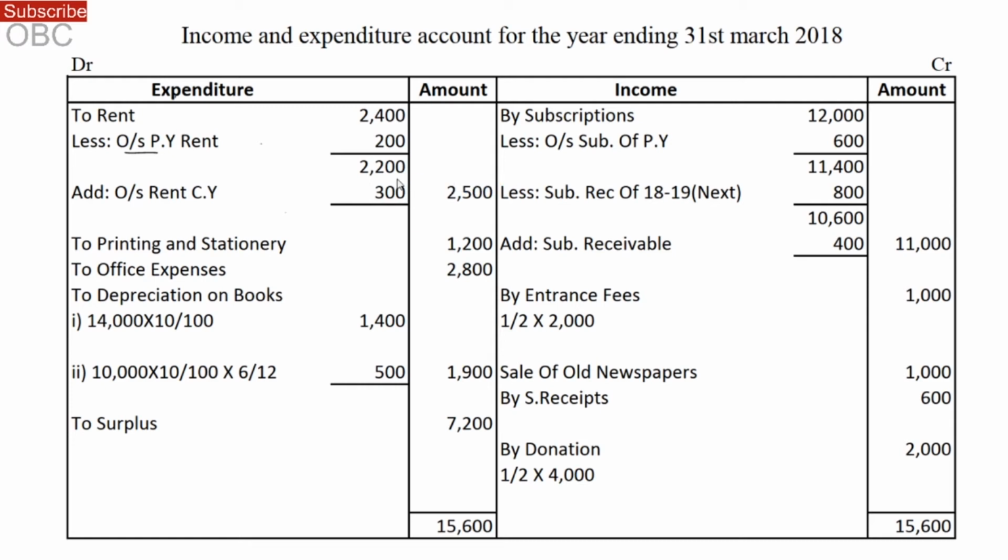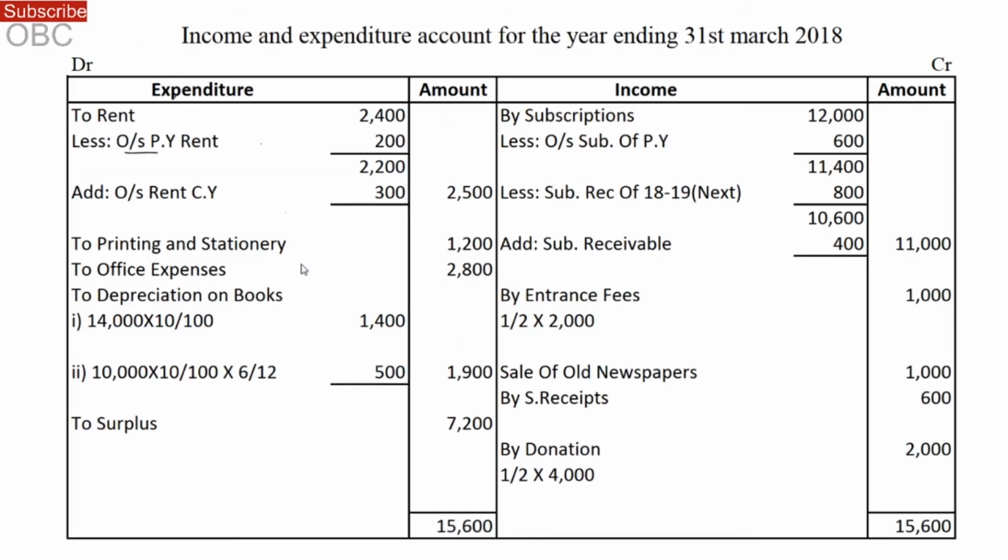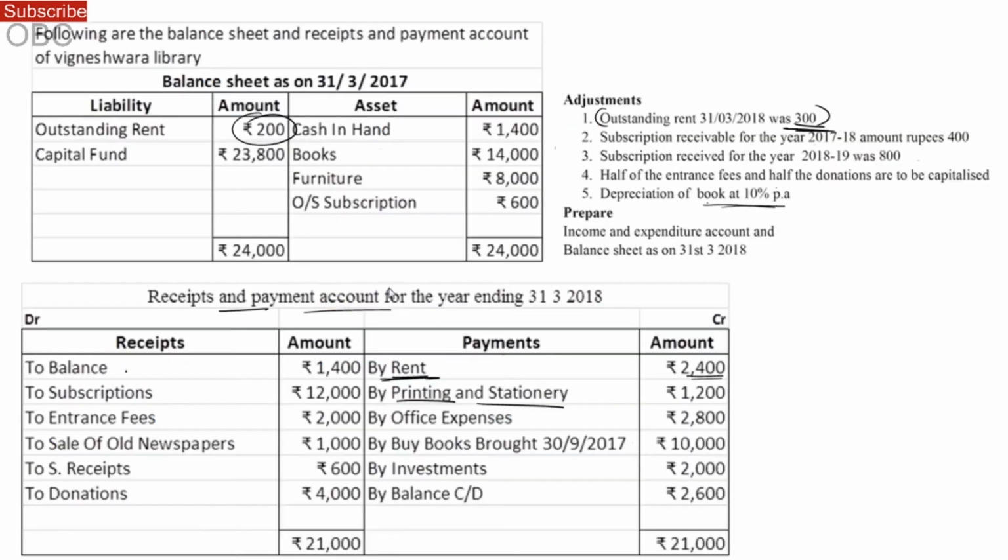Okay, simple. Next, come back to receipts and payment account of this year. Here they have by printing 1,200 rupees. We don't have any entries for printing, so we'll be posting as it is. Come back to the income and expenditure account, to printing 1,200 rupees. So that's it.